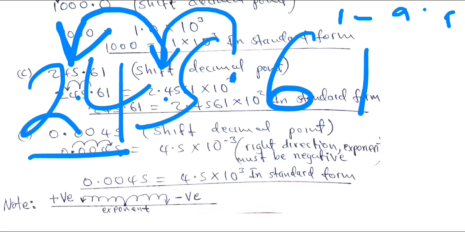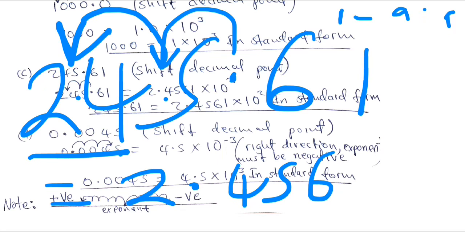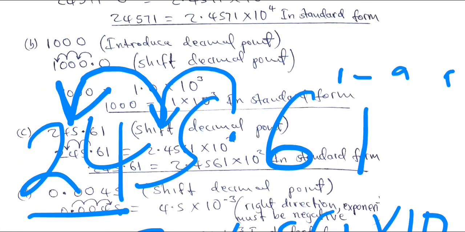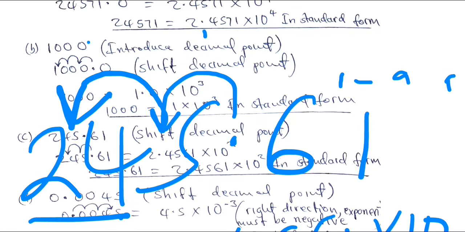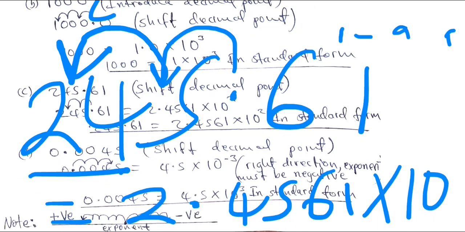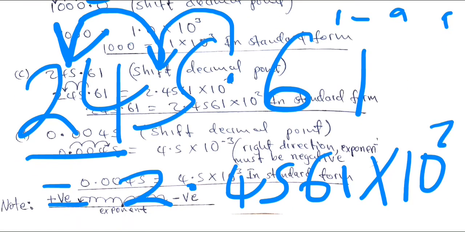So this number in standard form will be equal to 2.4561 times 10 exponent, how many steps do we shift? First step, second step. I'm shifting 2 steps. That's why times 10 exponent 2, something like this one. Okay, are we together, students? That is what you are supposed to do. Let us continue.